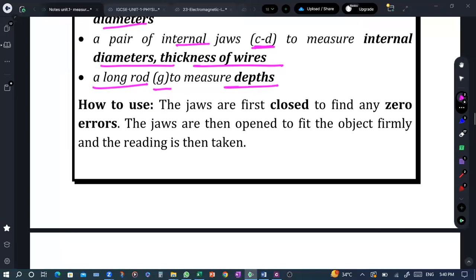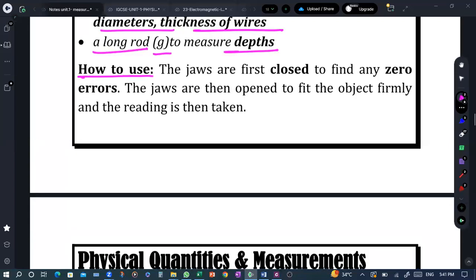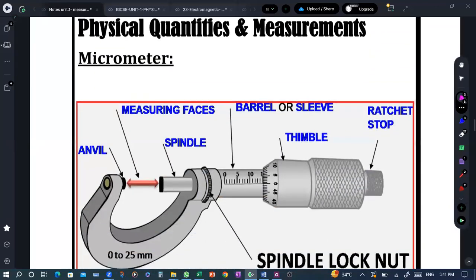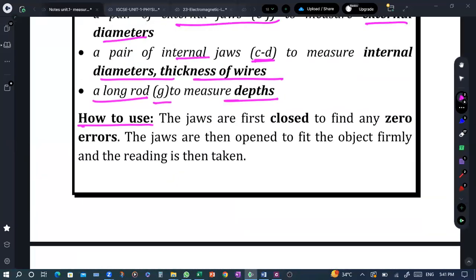How to use this I have just added in the notes. You will not be asked about that. But here the jaws are first closed to find any error in it, which is called your zero error. It is called calibration basically. Then the jaws are opened again and the object is fit firmly, and then the readings are taken. That's basically enough for you to know how to use it.